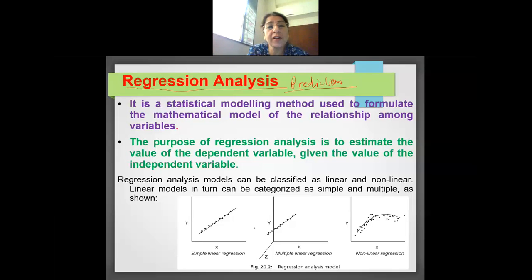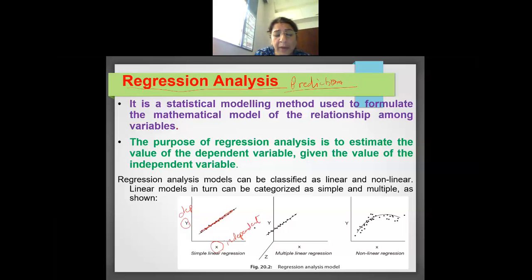So regression is used majorly for prediction. It is a statistical modeling method used to formulate the mathematical model of the relationship among the variables. Regression analysis can be simple linear regression, multiple linear regression, or non-linear regression also. In simple linear regression, we have only two variables. One is the independent variable, x, and y is the dependent variable.